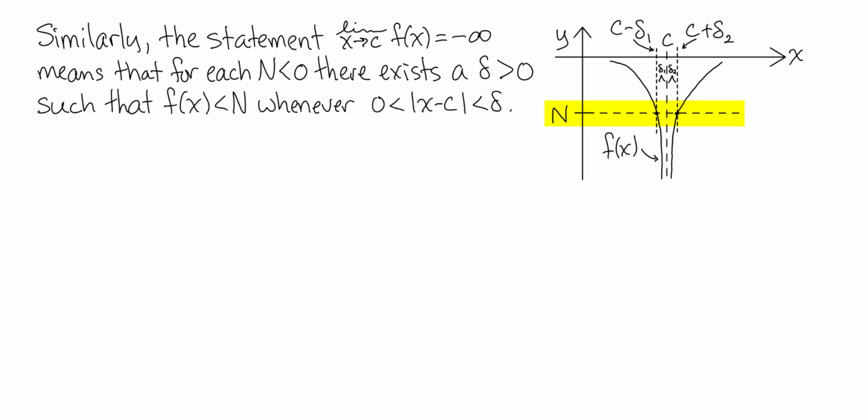So no matter how low this bar is, how largely negative it is, we can find a matching delta so that all of the x's within delta units of c will produce f of x's, y values, that are lower than n, less than n. This means that the limit will be negative infinity.